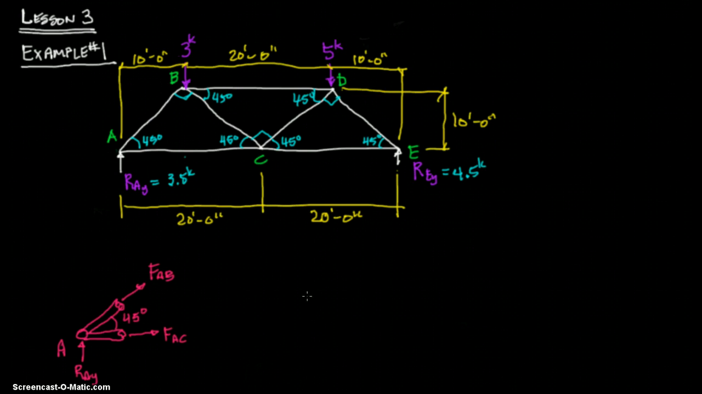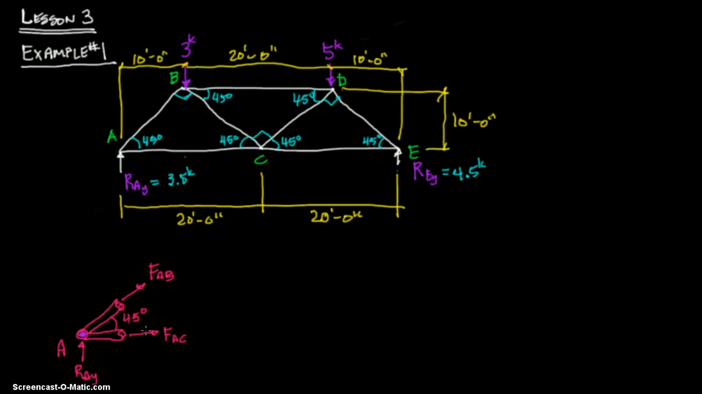So I'm going to change up again. And, well, you're thinking, oh, how do I do this? What do I do? Typically in this situation, summing your moments is not going to work because they're all concurrent. They're all going through this point. Therefore, if you sum the moment about point A, you're going to get a lot of zeros. So what else can we do?